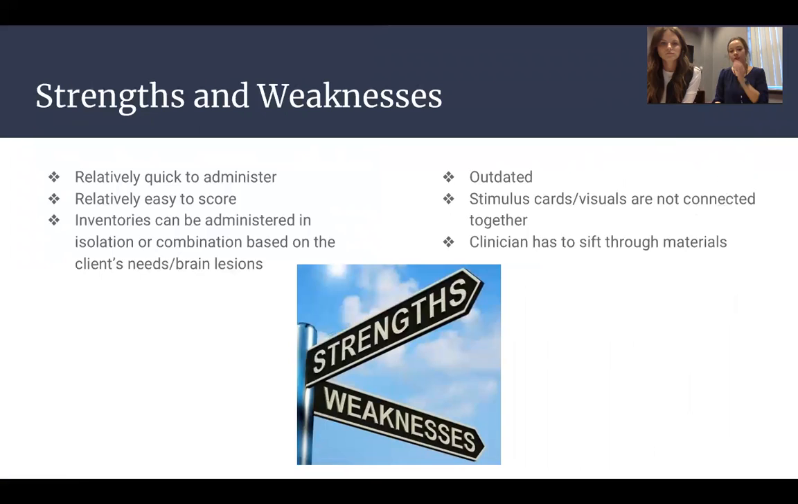All right, so some strengths and weaknesses. The strengths, it's pretty quick to administer. It's pretty easy to score. The inventories can be administered in isolation or a combination based on the client's needs and their brain lesions.